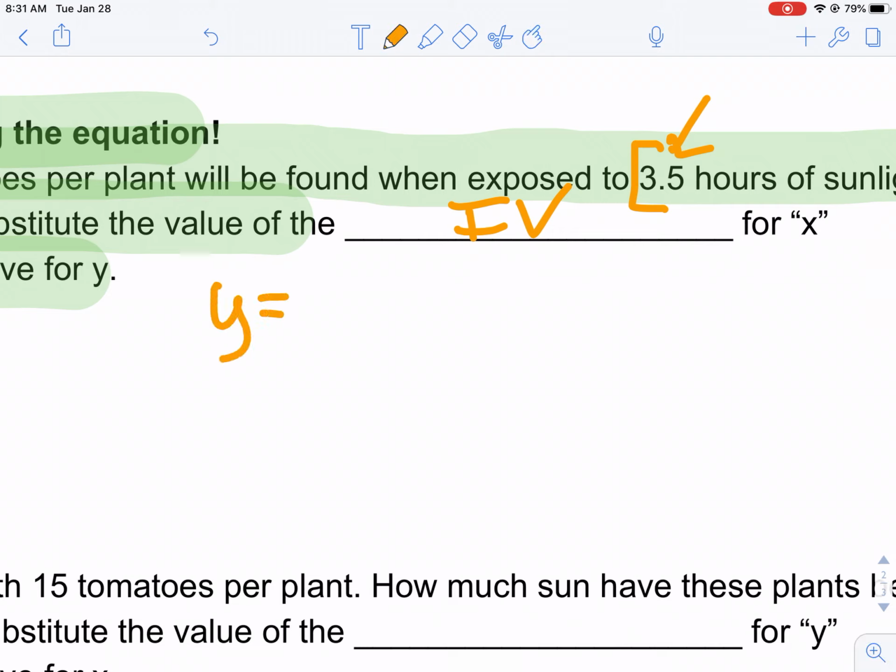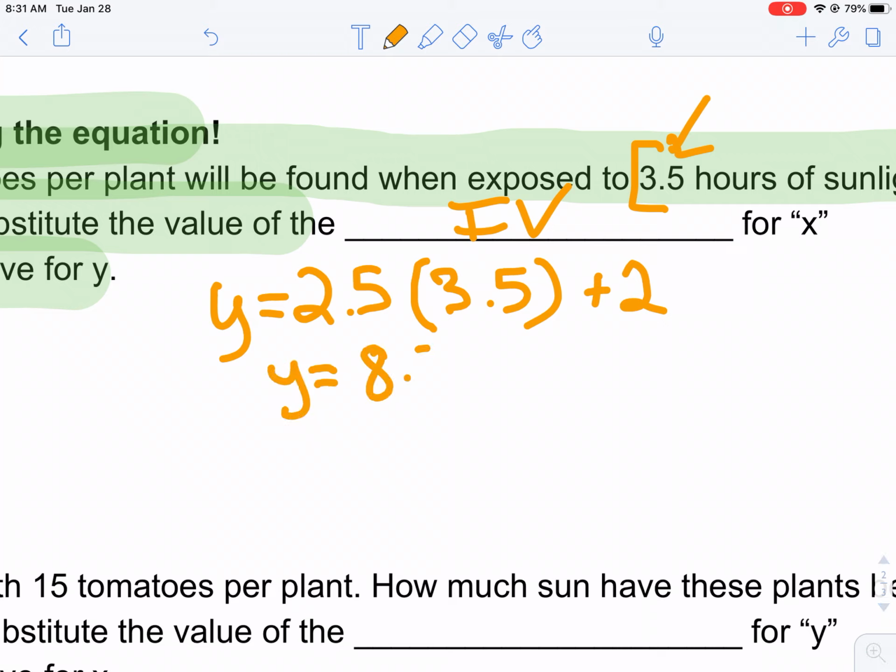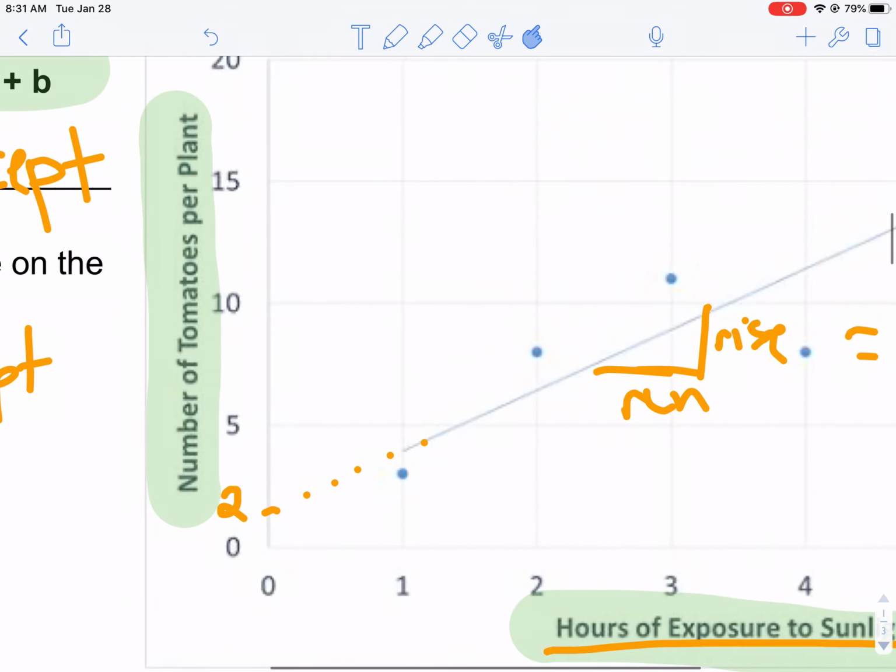Y equals 2.5, and instead of writing x, I'm going to substitute in 3.5. And then I have to keep that plus 2 because that's my other part of the linear equation. And then I just solve. Y equals 8.75. That's 2.5 times 3.5 plus 2. Y equals 10. But in physics, you never forget your units. And 10 tomatoes per plant.